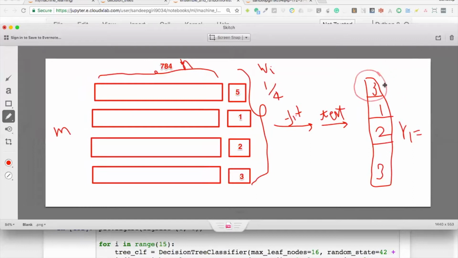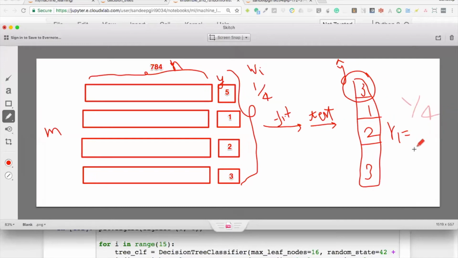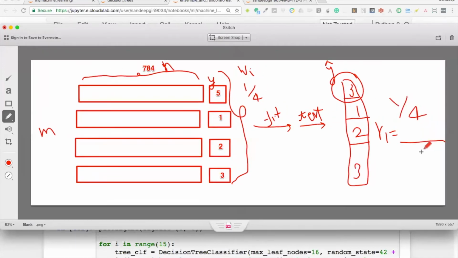Because that's the place where this is our y predicted and this is our y actual. This column is our y actual, this is y predicted. We go from every instance to every instance and ask, is this not equal to this one? Only then count the weight. So it's going to be 1 by 4 on top, divided by the summation of all of the 1 by 4s, which is 1. So R is 1 by 4.